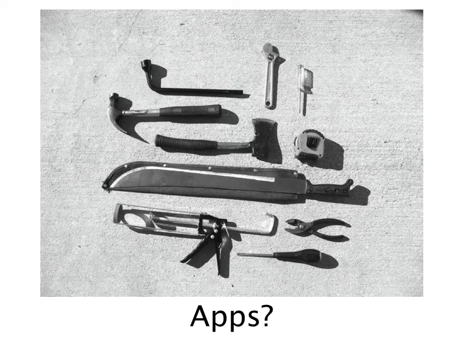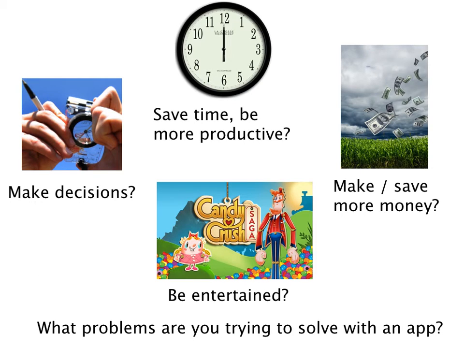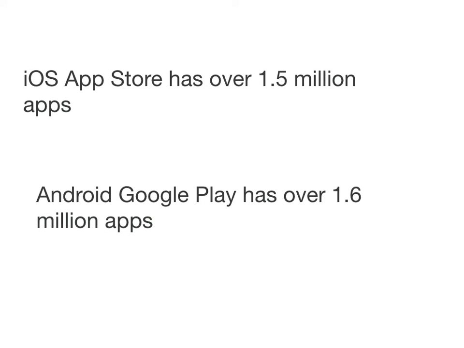What actually is an app? What problems are you trying to solve with an app? Apps ideally are trying to help you make a decision, save time, be more productive, make or save money, or be entertained. There are a lot of apps out there. The Apple iOS store has over 1.5 billion apps, and the Google Android Play Store has over 1.6 million apps.